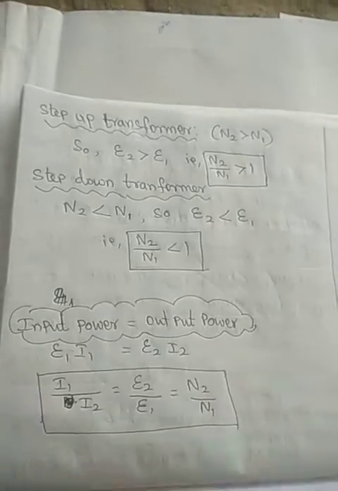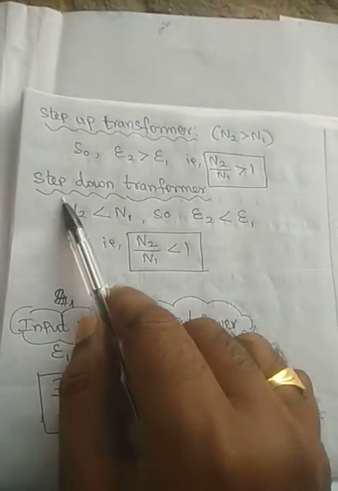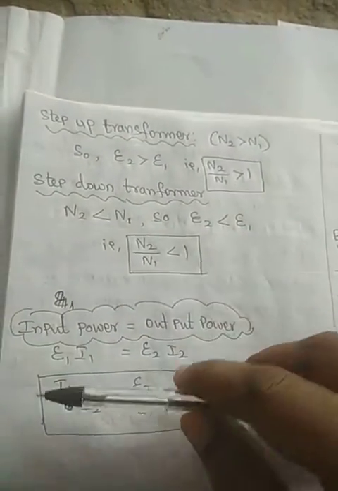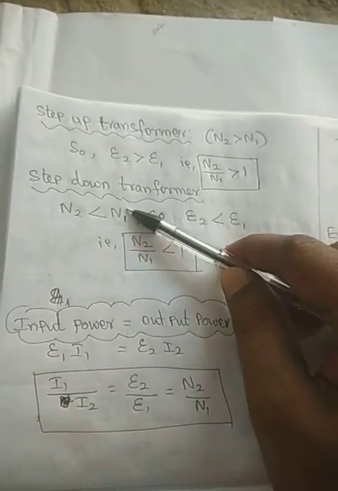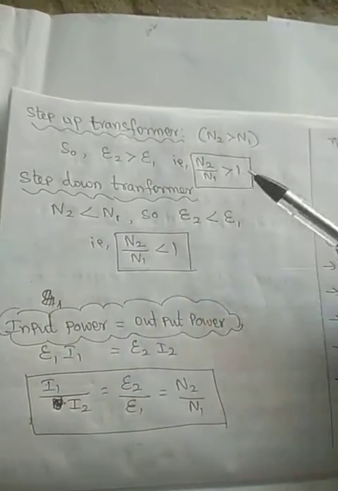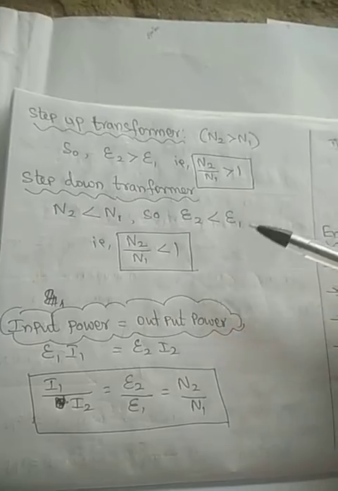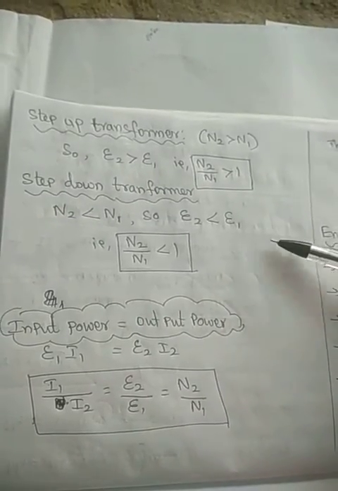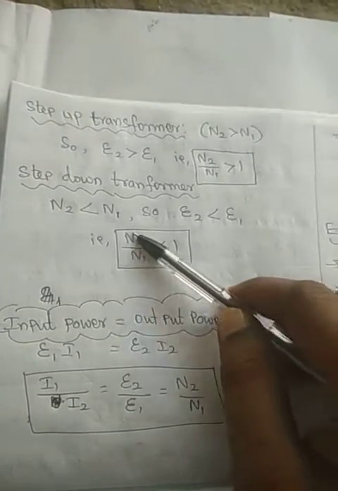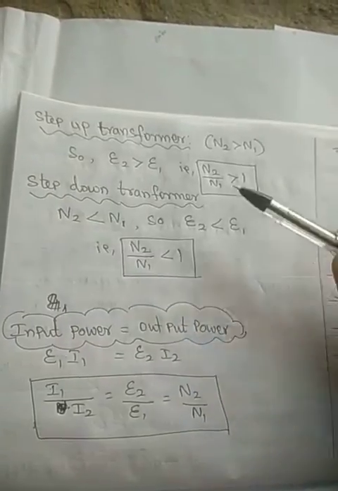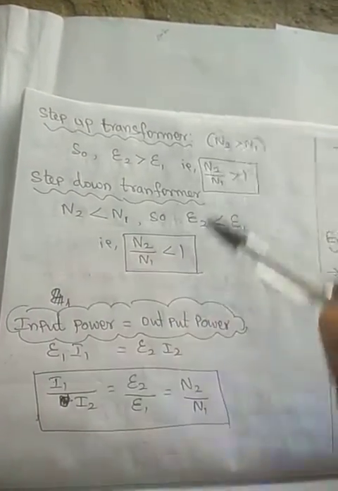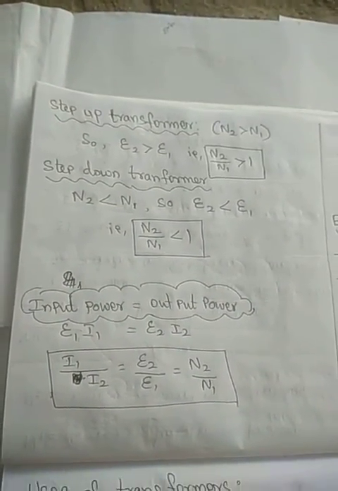Similarly, in a step down transformer, the number of turns in the secondary coil is less than the number of turns in the primary coil, and hence the EMF induced in the secondary coil is less than the EMF induced in the primary coil. So N2 by N1 is less than 1. So these two are the conditions for step up and step down transformer.